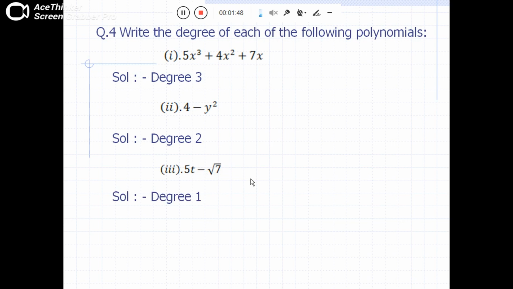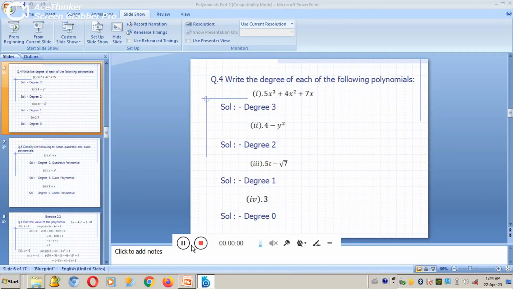Okay students, as we have discussed polynomials based on degree also, in the first part the degree is 3. So what is the name of this polynomial? You can say it is a cubic polynomial, a polynomial of degree 2 is called a quadratic polynomial, and a polynomial of degree 1 is called a linear polynomial. So keep it in mind, don't forget, and keep revising the question.